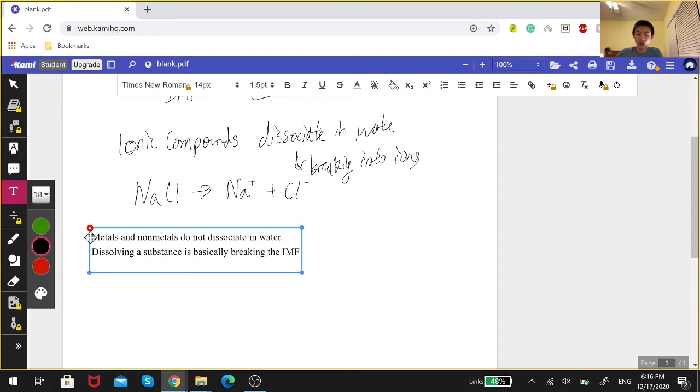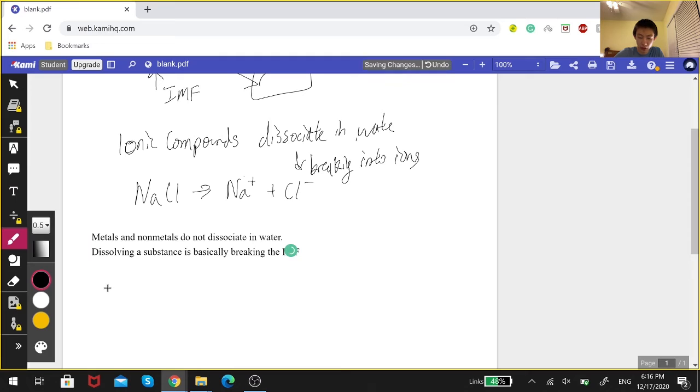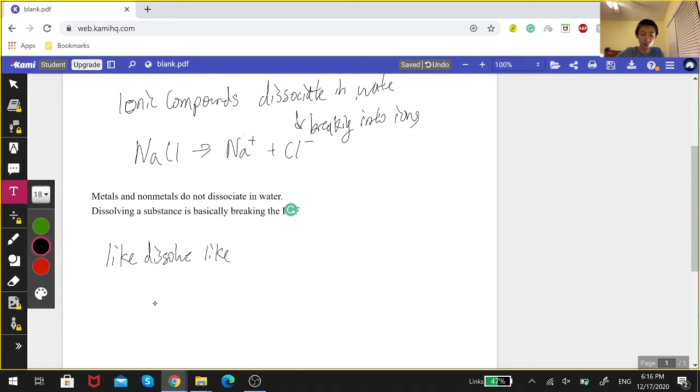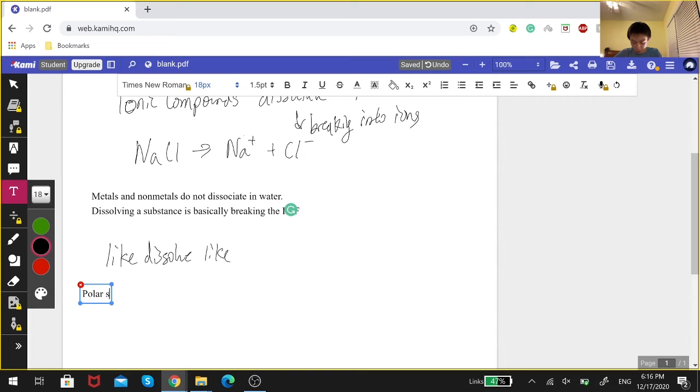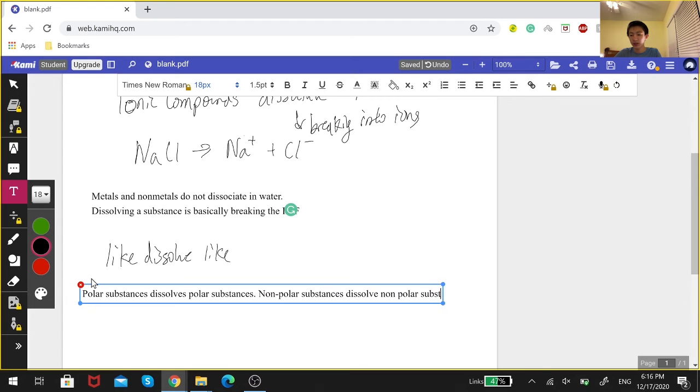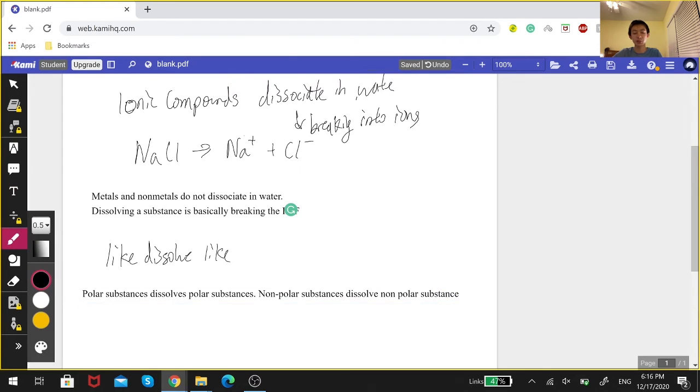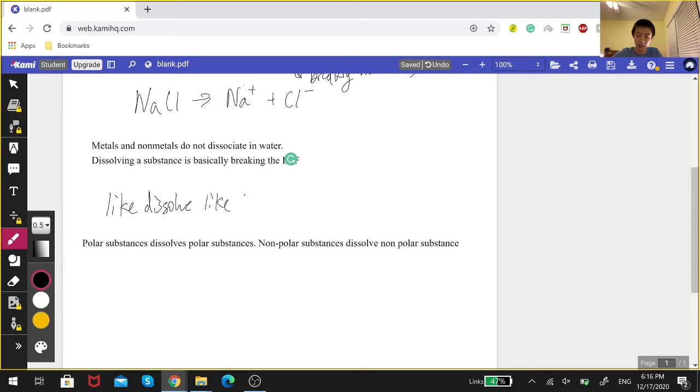Now, in biology, you should have learned something called like dissolves like. Now, that is not sufficient enough in chemistry, so we're going to specify by saying polar substances dissolve polar substances. Nonpolar substances dissolve nonpolar substances. On a free response question, if you explain why something dissolves, you cannot say like dissolves like. This is not chemistry level. You have to say polar substances dissolve polar substances, or nonpolar dissolves nonpolar, depending on what you're dealing with.